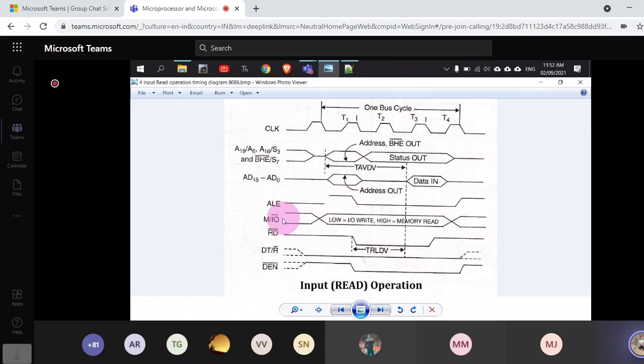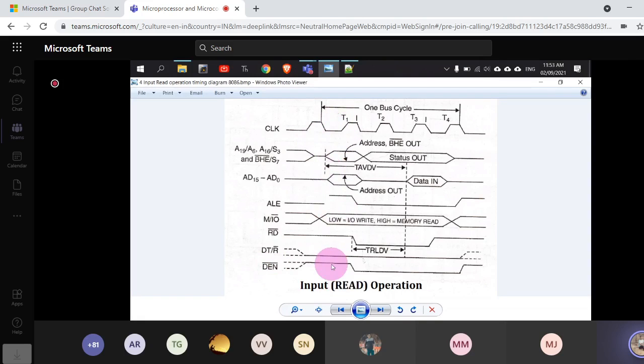All the rest of the signals that you see here, memory / input output bar, read bar, data transmit / receive, and this DEN bar, do not have any meaning here. Whatever their values were, they were kept as they are. But in the T1 cycle, these operations will happen.